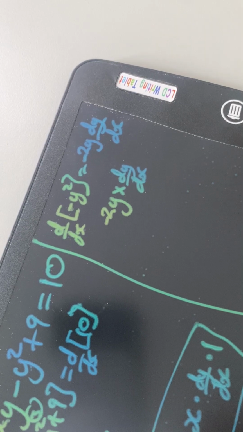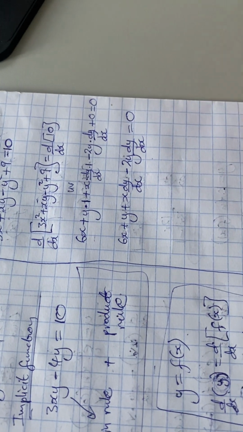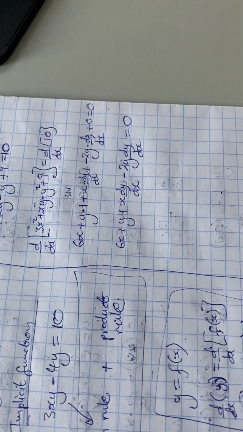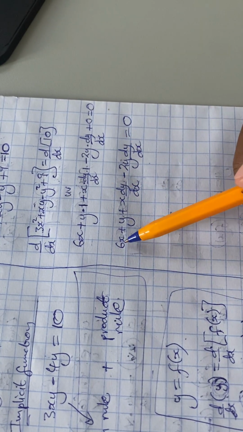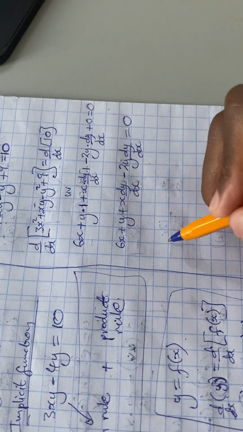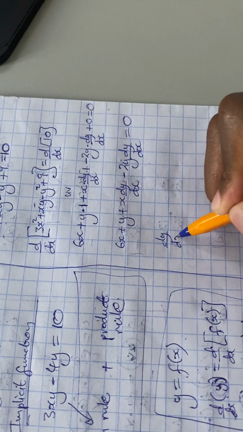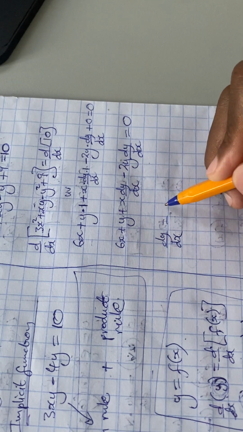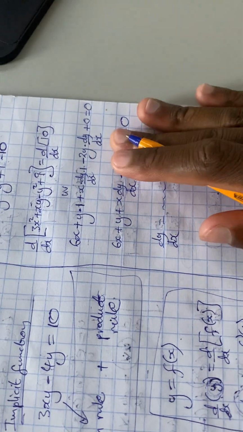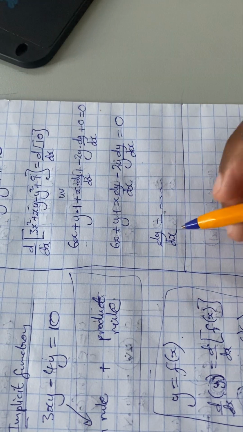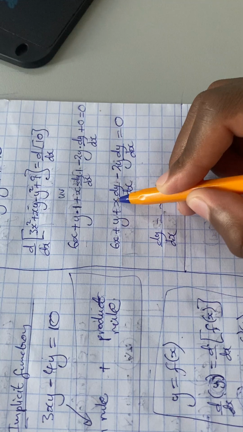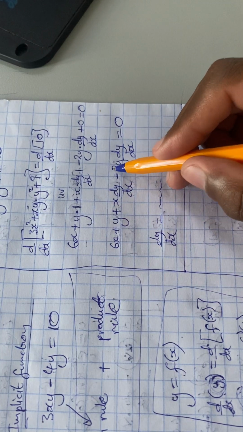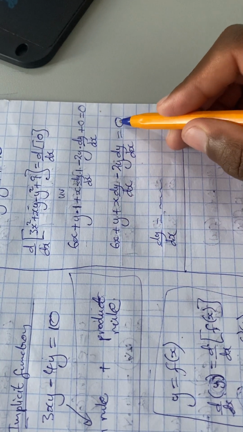So that's how you find the first derivative of this one. That's what I did. So coming back to our original work, we have simplified it to this point, isn't it? But remember, we want dy dx equal to something. So we have 6x plus y plus x dy dx minus 2y dy dx is equal to 0, right?